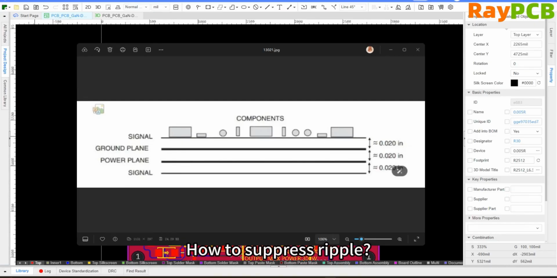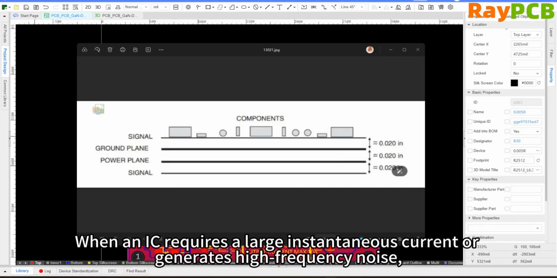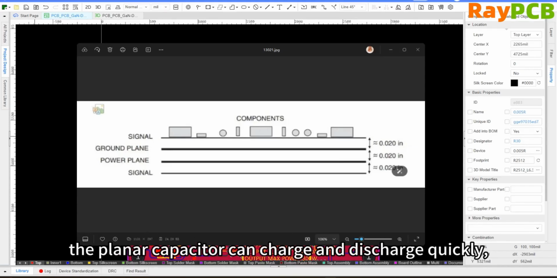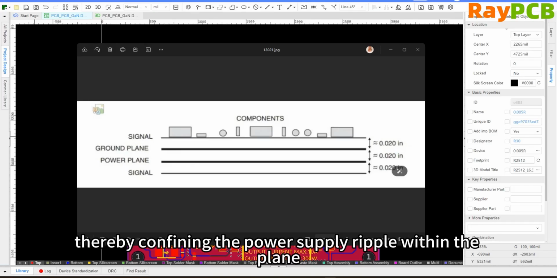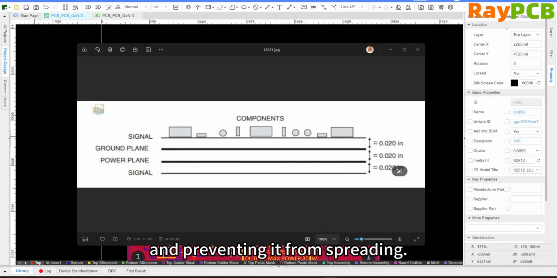So how do we suppress ripple? First is high frequency decoupling. When an IC requires a sudden large current or generates high frequency noise, the planar capacitance can quickly charge and discharge, absorbing or supplying this high frequency energy. This confines the power ripple within the plane itself and prevents it from spreading.